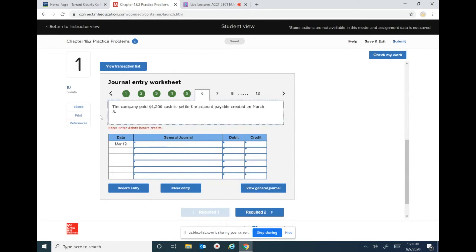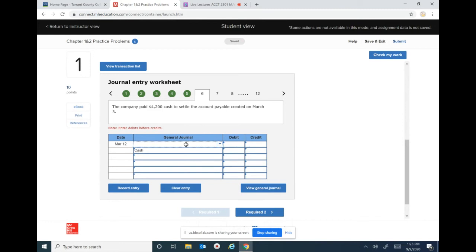All right, so let's look at number 6. The company paid $4,200 to settle the accounts payable created on March 3rd. If you remember, I'm going to scroll back here. On March 3rd, they promised to pay within 10 days. Now they're actually paying their supplier. So I'm back on transaction 6. The company paid. That means that I'll be crediting cash.